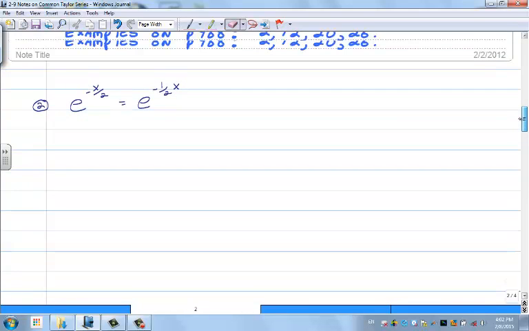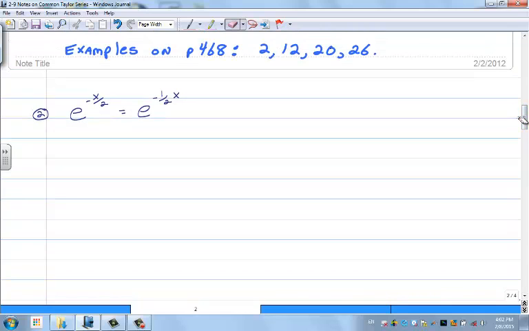Now I have e to the negative x over 2, or e to the negative 1/2 x power. These are examples from page 468, by the way. What I'd like to do is just generate the Taylor, actually the Maclaurin series, the Taylor series about x equals 0 for this. So what we're going to do is use the fact that we know the formula, theoretically, for e to the x. So here's the formula for e to the x.